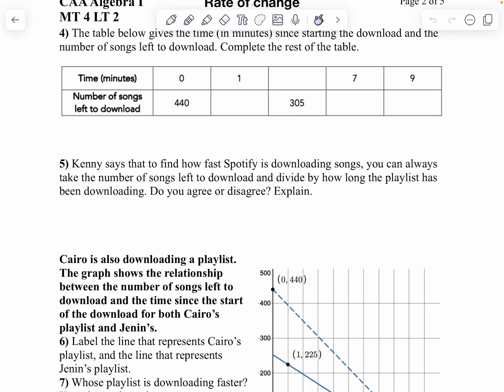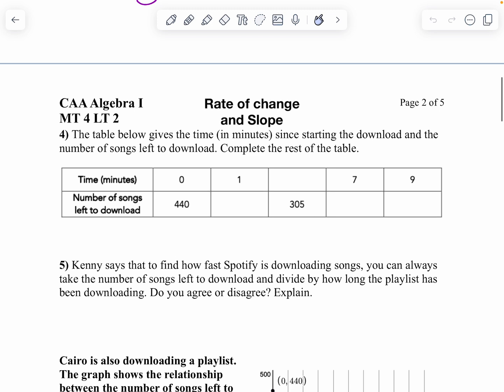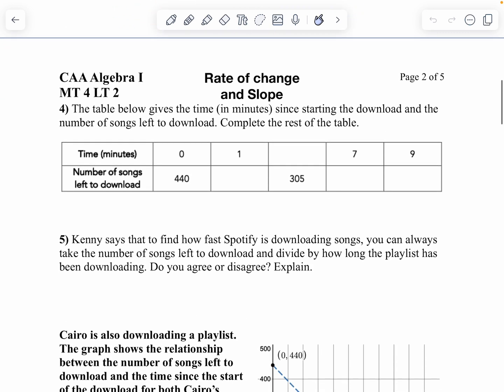Let's take a look at filling in this table. And notice part of it's done already, and we're going to use our information from the previous questions to fill in this table. At 0 minutes, Janine has 440 songs left to download. And then after 1 minute, she's downloaded 45 songs, hasn't she?